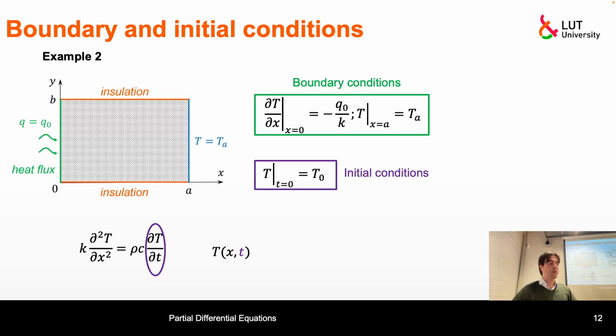So the second example differs from the first in having evolution of things over time. If we are interested in how something changes in time, we naturally need to define what was there at some initial moment. So that's initial conditions. Looking mathematically at our equation, we see that there is a first derivative with respect to time, and that means that we will be happy with one initial condition.